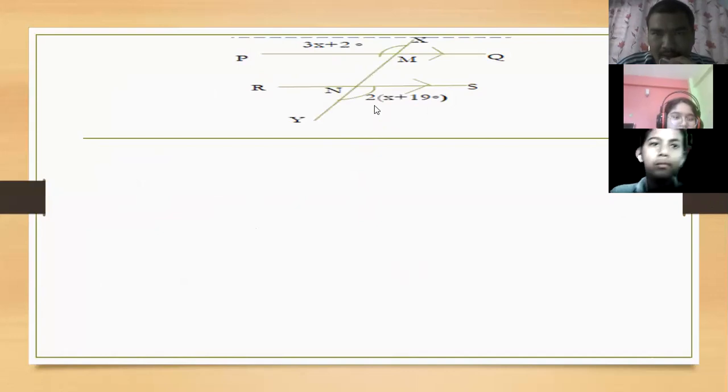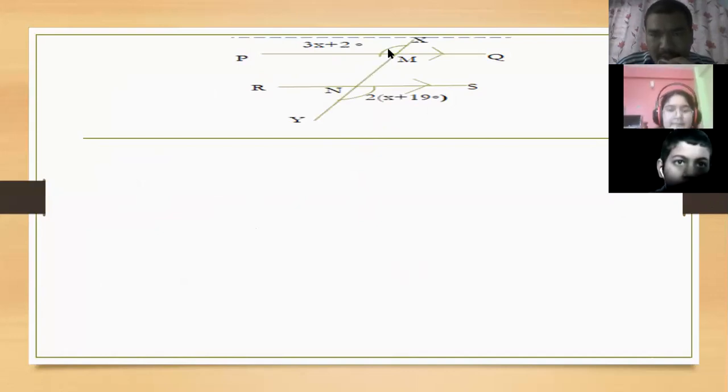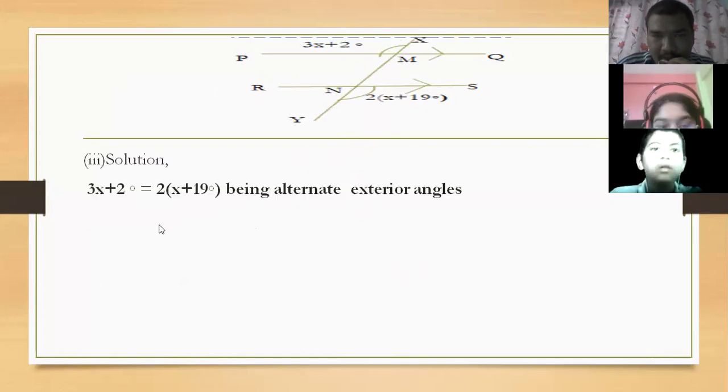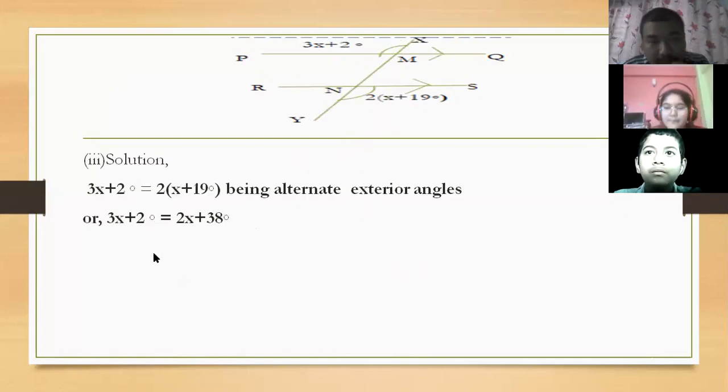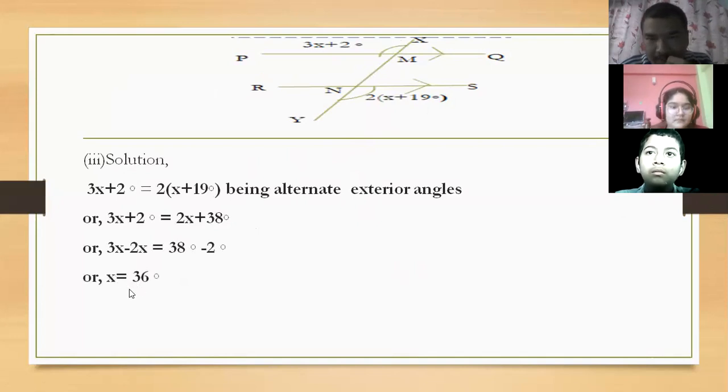And now here, look, this was also explained, I think, Sarah, isn't it? This was alternate exterior angles. Yes, sir. They are also equal. And when you solve them, then you will get the value of x, that is 46 degrees. Right? And next one, look there.